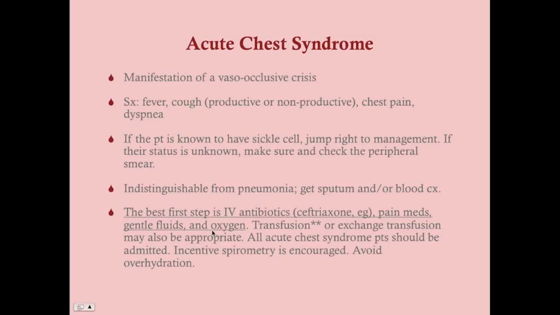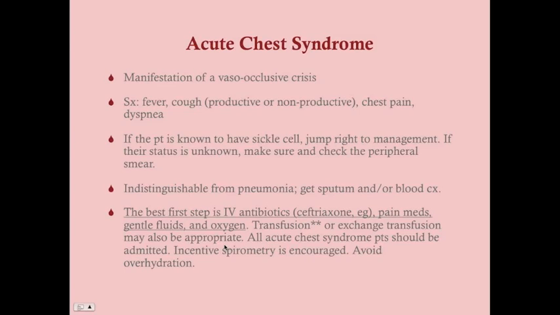The thing with transfusions, though, is that patients with sickle cell disease who are getting chronic transfusions are at risk for hemochromatosis. But with acute chest syndrome, the important thing to remember is, if they are a diagnosed sickle cell disease patient and they come in with signs we would normally associate with pneumonia, you go right to management: antibiotics, pain meds, fluids, and oxygen. Certainly, you should get sputum and blood cultures because you want to know if they have pneumonia or not, but you've got to treat them empirically and presumptively with antibiotics.